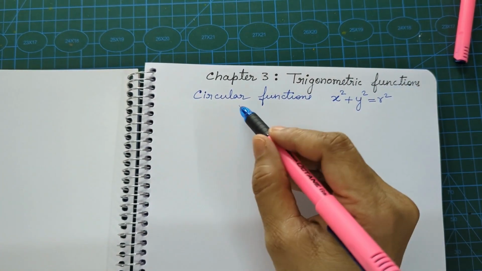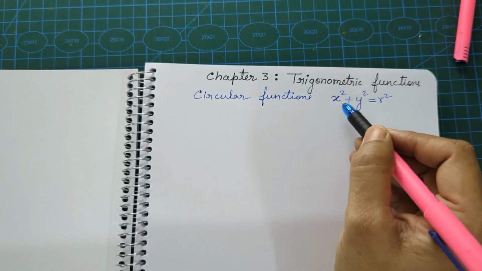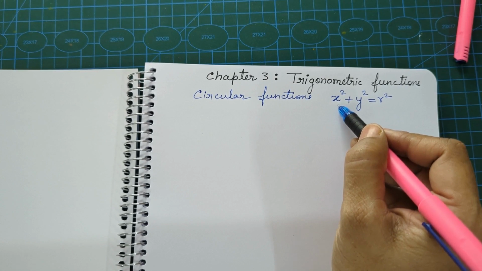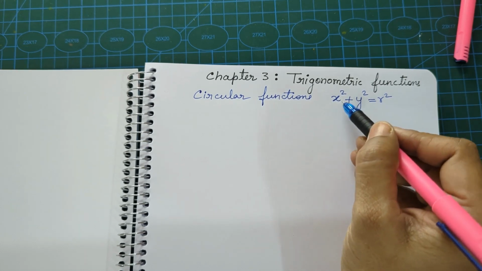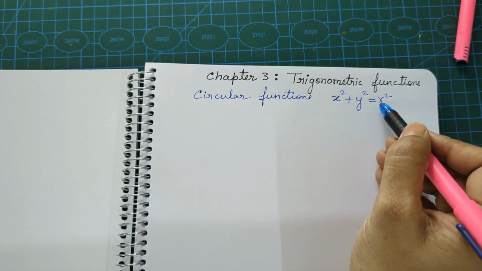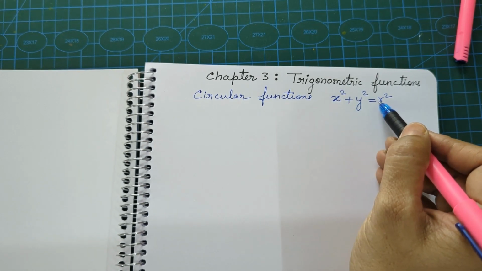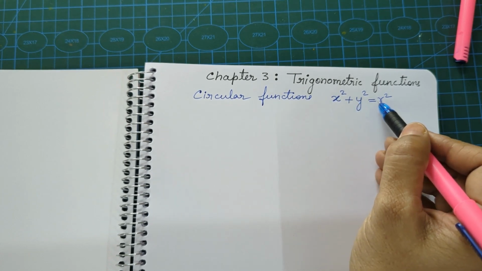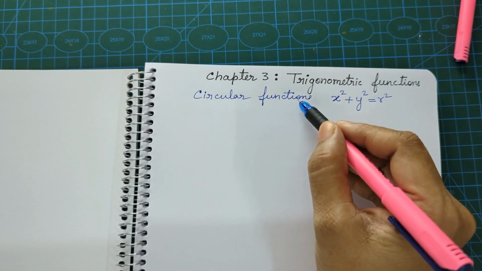Trigonometric functions are otherwise known as circular functions because these functions satisfy the equation of a circle. You must have seen some of the trigonometric identities which appear like sine square theta plus cos square theta is 1, or tan square theta plus 1 is sec square theta, or cot square theta plus 1 is cosec square theta. Since the trigonometric functions satisfy this equation, which is the equation of a circle, the trigonometric functions are otherwise known as circular functions.